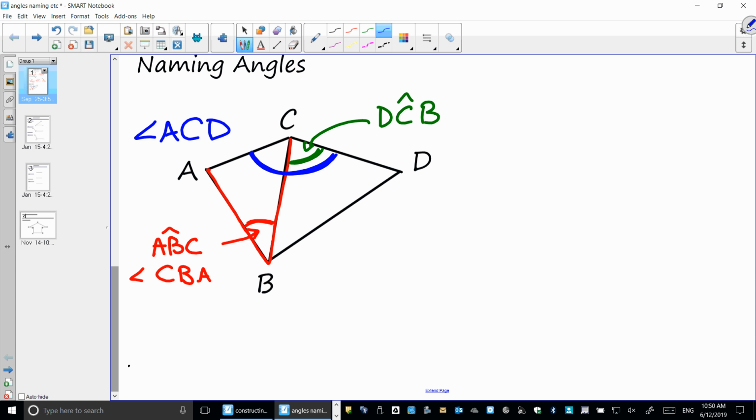You can do that if you want. Angle ACD. If you want to put a hat on it, put a hat on it. If you like the hat version, you can use the hat version. Okay, do we all understand that? Yes, so 3 letters. The middle letter is where the vertex of the angle is. And so it can be wider, it can be thinner. Just 3 letters. Good.